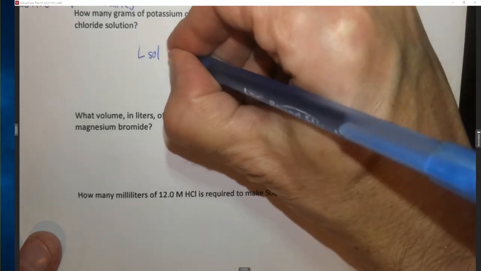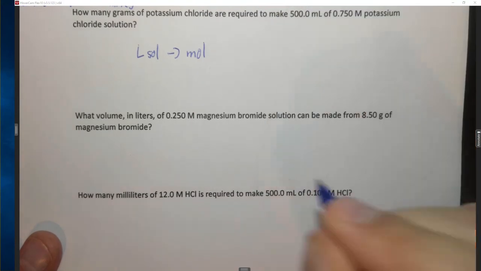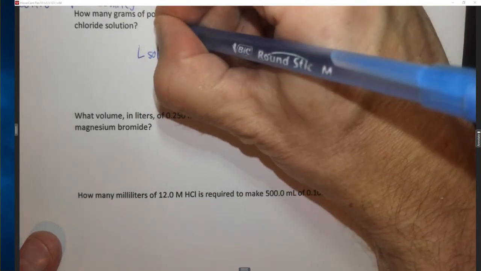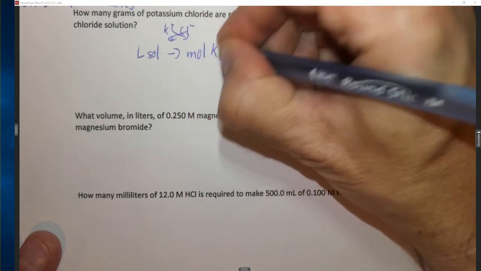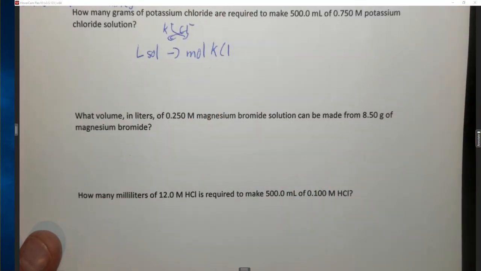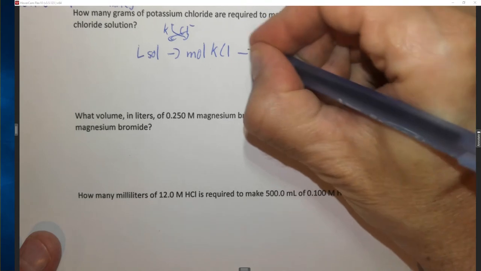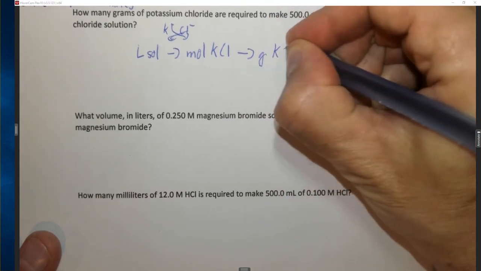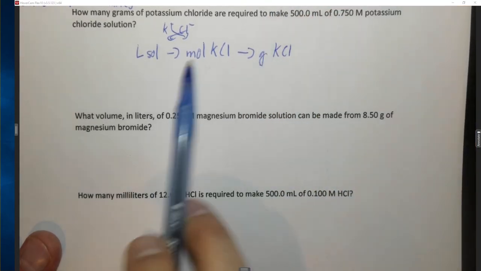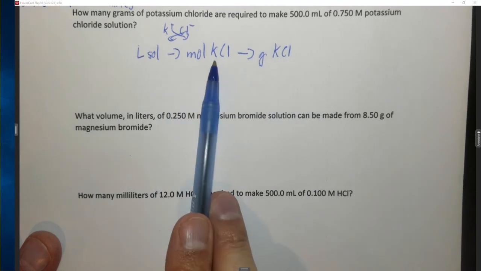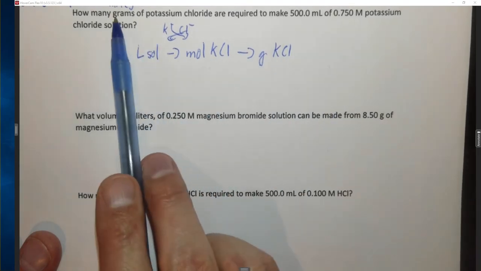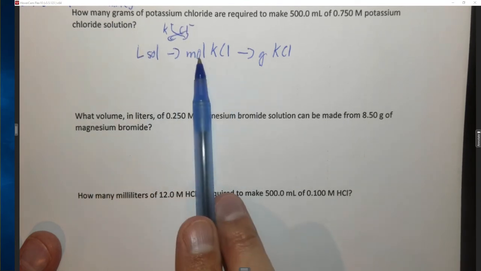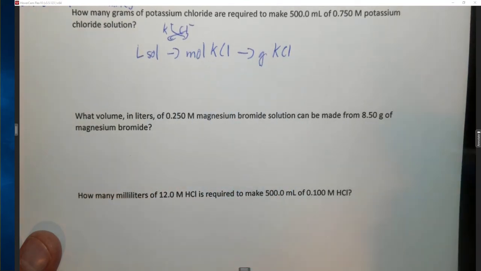What we want to convert that to is moles of our solute, which is K plus Cl minus, cross them, and it's simply KCl. Then finally, we want to convert from moles of KCl to grams of KCl. So we have liters of solution, which we can convert to moles of solute using the molarity. And then we can convert it to grams of the solute because we know the relationship between moles and grams from the molar mass from the periodic table.